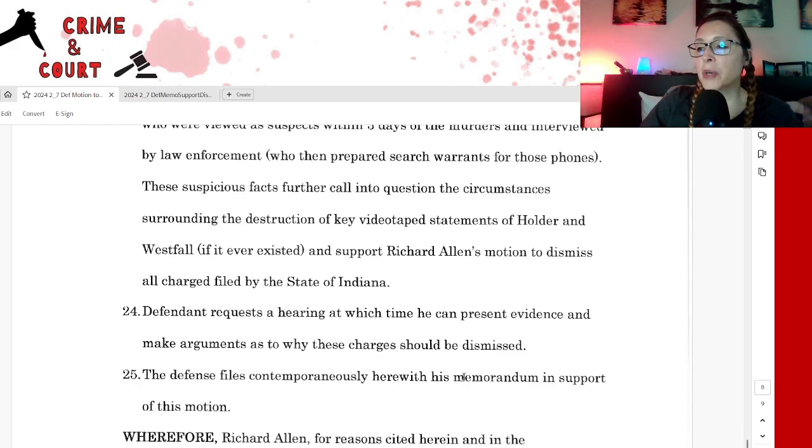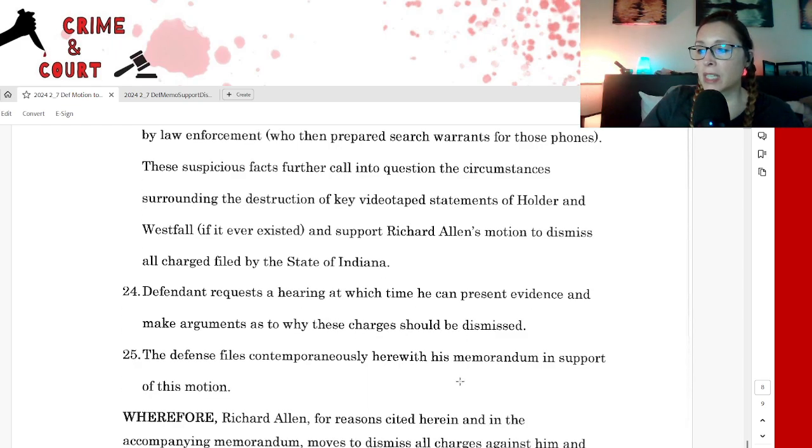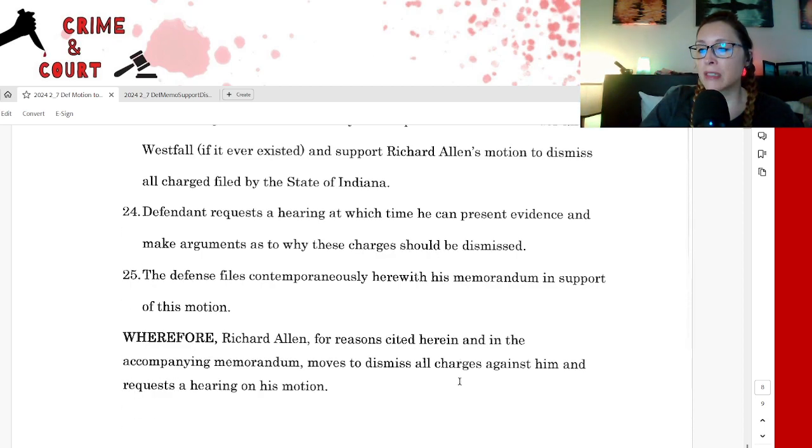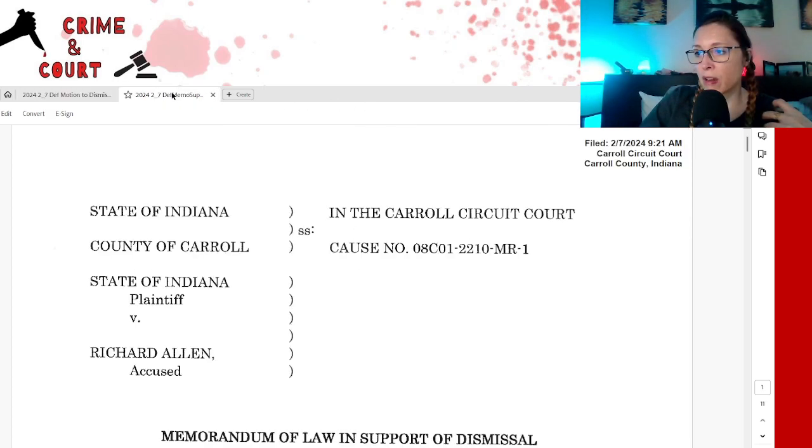The defendant requests a hearing at which time he can present evidence and make arguments as to why these charges should be dismissed. The defense files contemporaneously herein with memorandum in support of this motion.